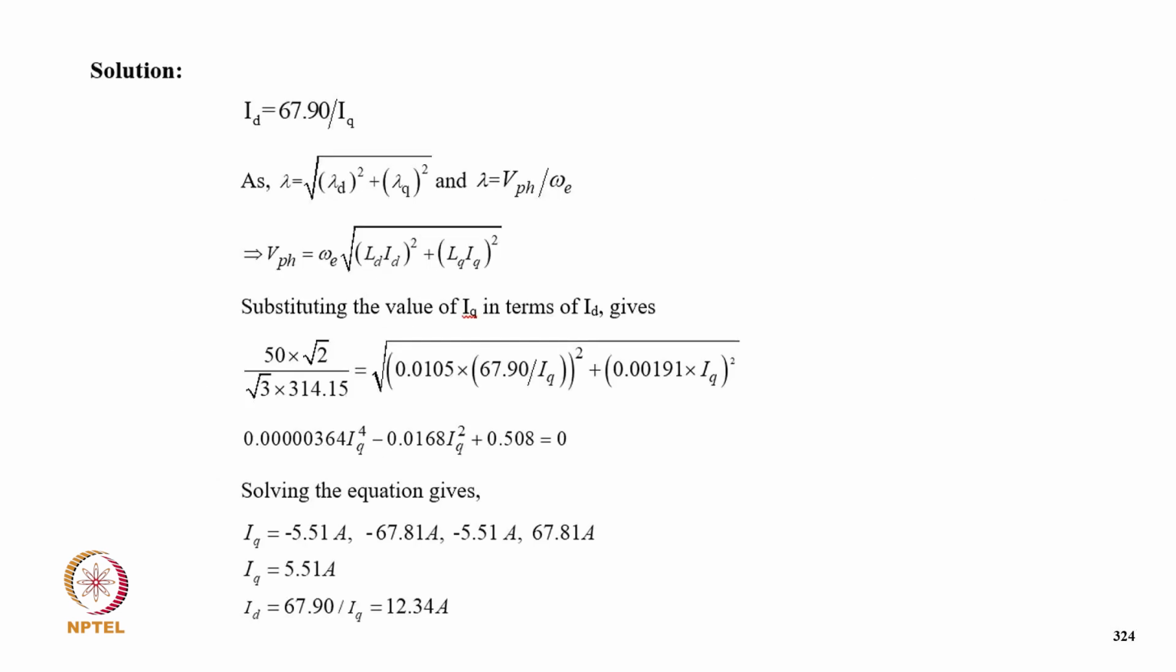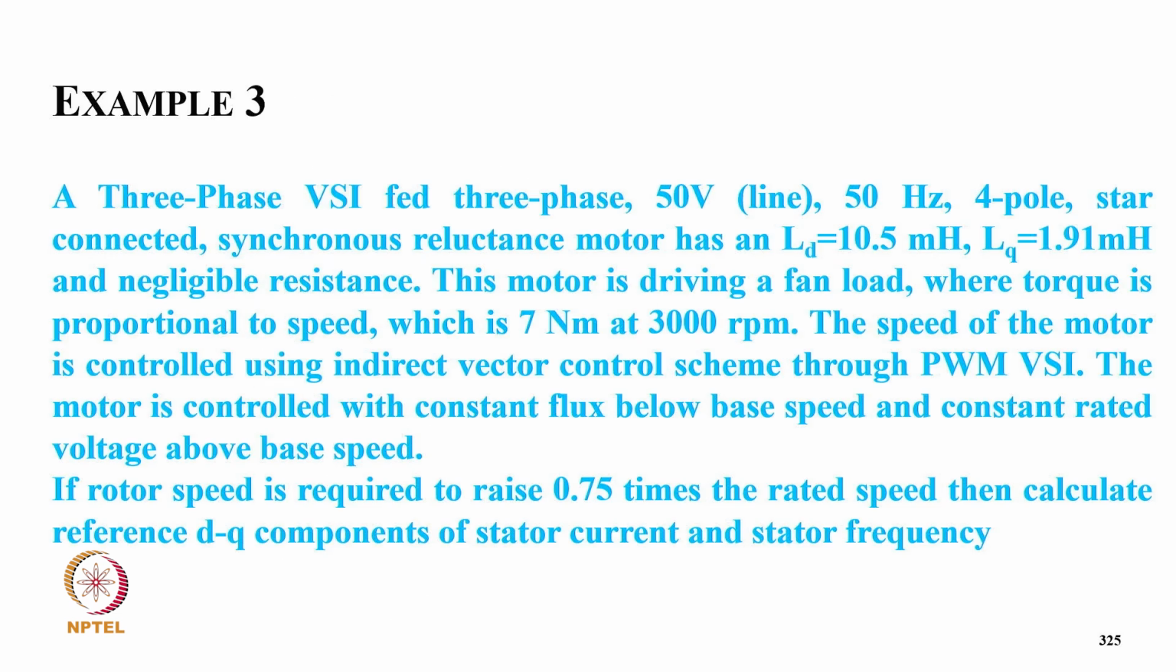From this relation we are able to get ID equal to 69.9 IQ, and from the flux relation, putting the values, we are able to get an equation in IQ of fourth order. Taking the fourth root, we are able to get IQ 5.1 ampere and ID equal to 12.34 ampere.